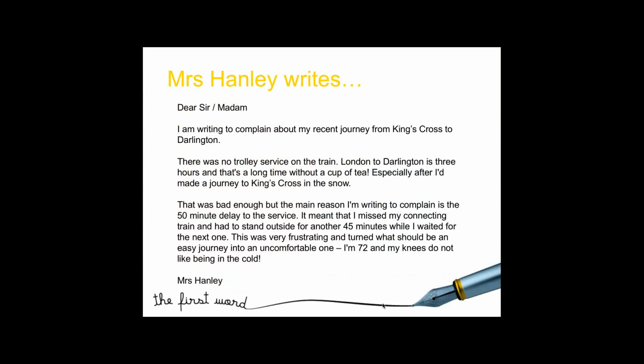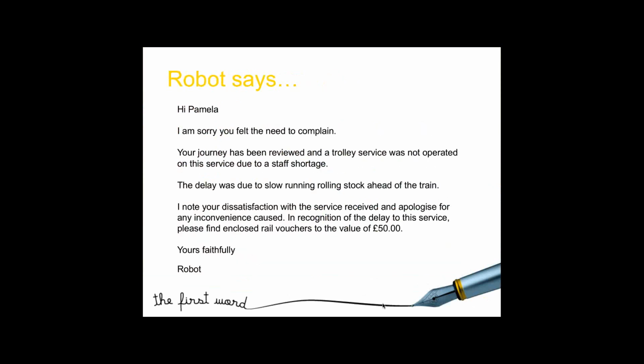So let's imagine that our robot writes back to Mrs. Hanley. And this is what he says. Hi, Pamela. I'm sorry you felt the need to complain. Your journey has been reviewed and a trolley service was not operated on this service due to a staff shortage. The delay was due to slow running rolling stock ahead of the train. I note your dissatisfaction with the service received and apologise for any inconvenience caused. In recognition of the delay to this service, please find enclosed rail vouchers to the value of £50. Yours faithfully, Robot.